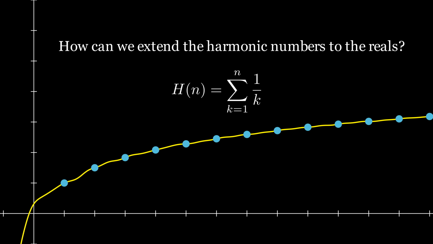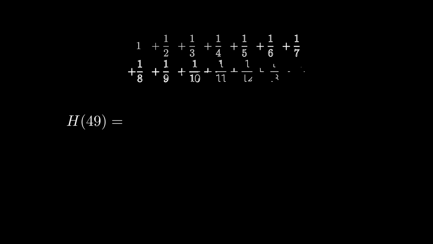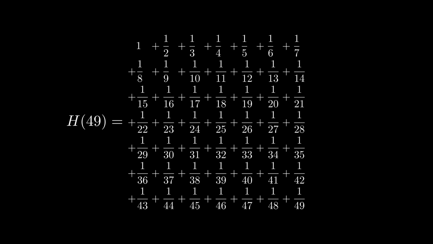Well, in absence of any obvious direction to go, we might as well toy around with the harmonic numbers a bit and see what we can discover. So as a starting point, let's take a look at H of 49. To calculate this, we'll need to add up 49 reciprocals, which will take a lot of time if we don't have a calculator. But we can do it, and we'll get that it's about 4.4792.